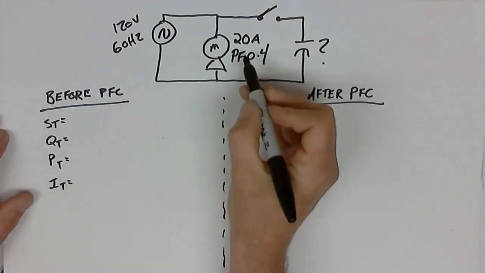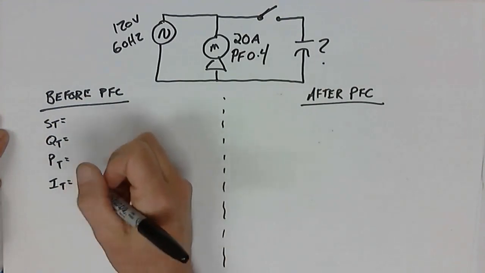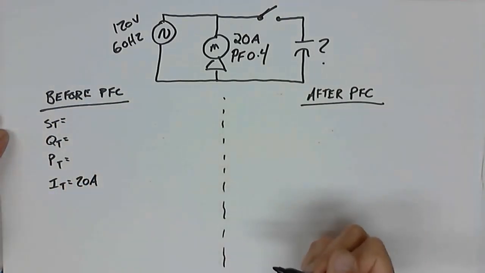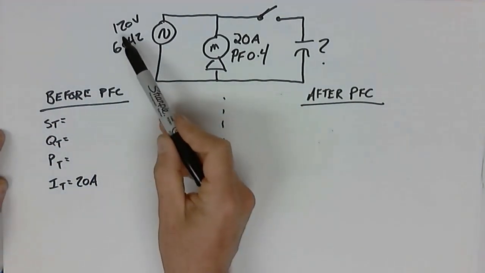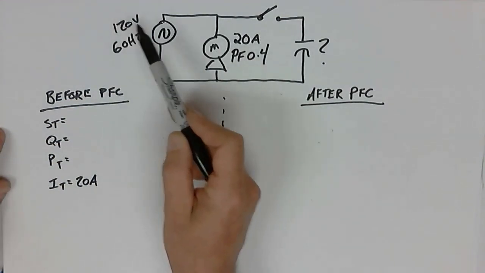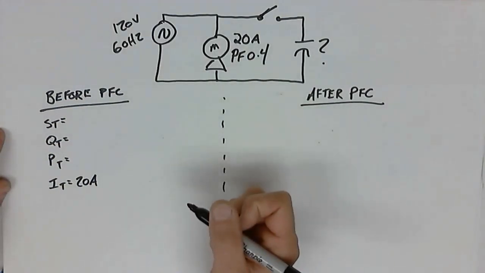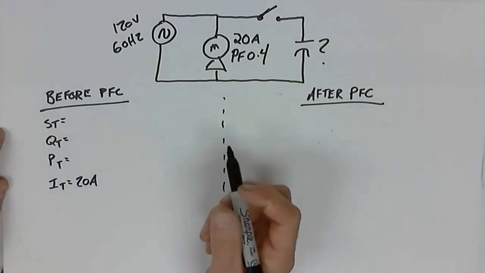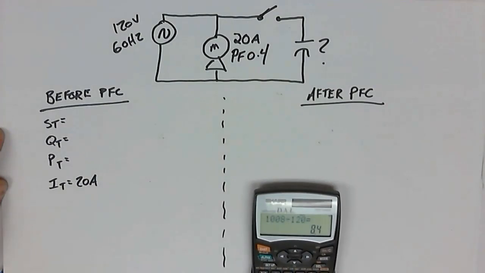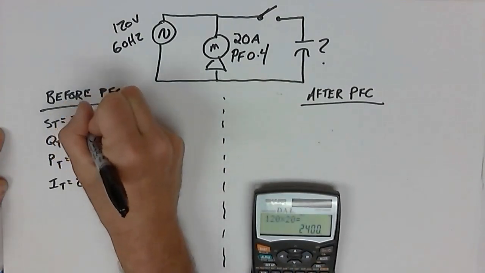Well, I know the I total is 20 amps. So before the switch is closed, 20 amps. And when we look at the S total of this circuit, S total is the equivalent calculation of 120 times 20. So that means that 120 times 20 should give me the total VA. So we got 2,400.